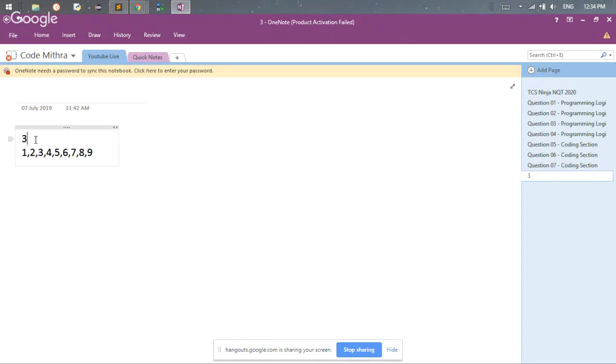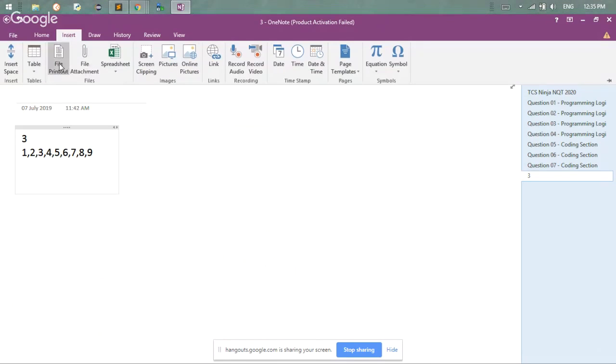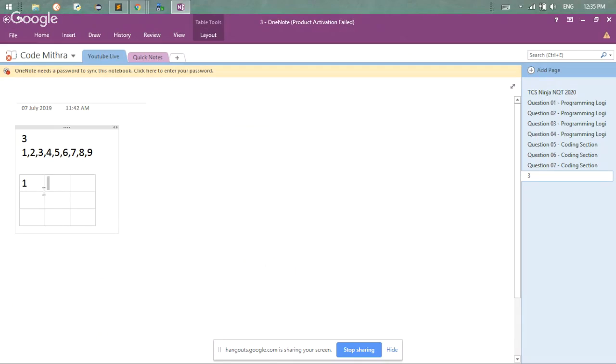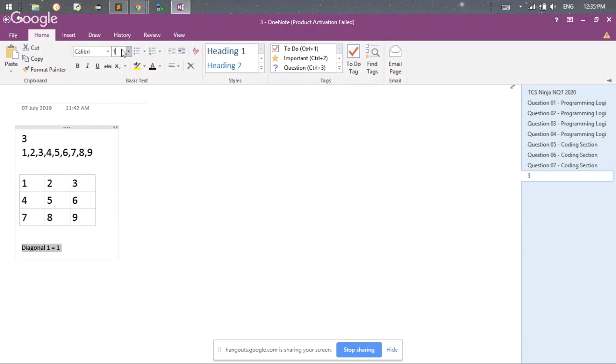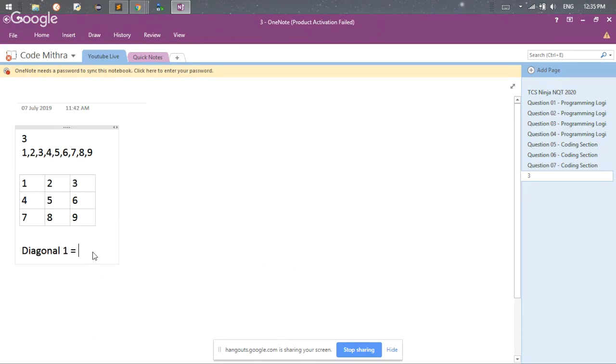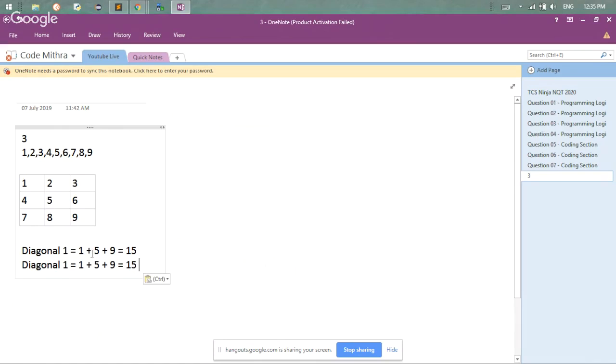If you observe the question, let's say I have 1, 2, 3, 4, 5, 6, 7, 8, and 9. This is my matrix. What they are asking us to find is diagonal 1. The sum of diagonal 1 is 1 plus 5 plus 9, which is 15. Now the sum of diagonal 2 is 3 plus 5 plus 7.